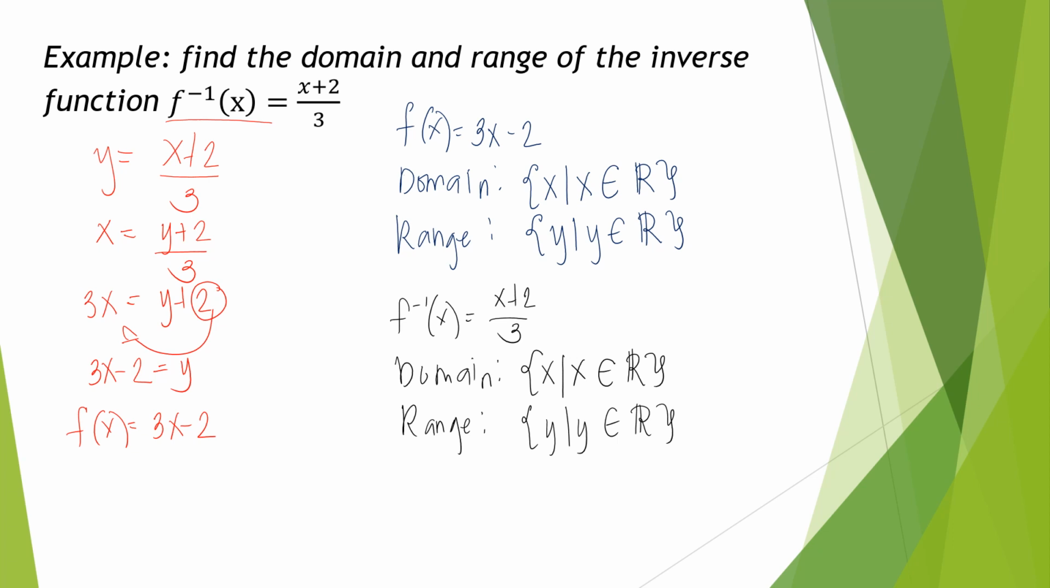Madali lang kapag linear siya kasi wala tayong restriction. Though ito ay rational, pero constant naman yung denominator natin. So, wala tayong restriction dyan. Dito sa may inverse. So, set of all real numbers yung domain and range natin. Okay?